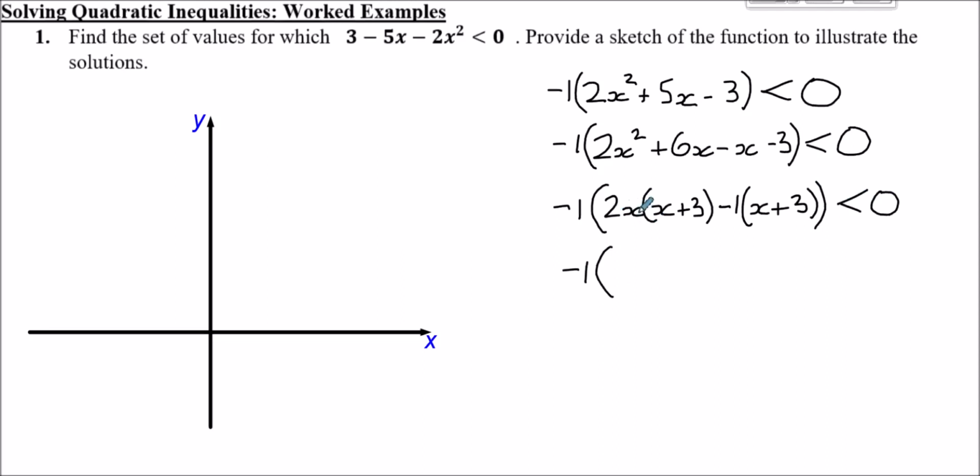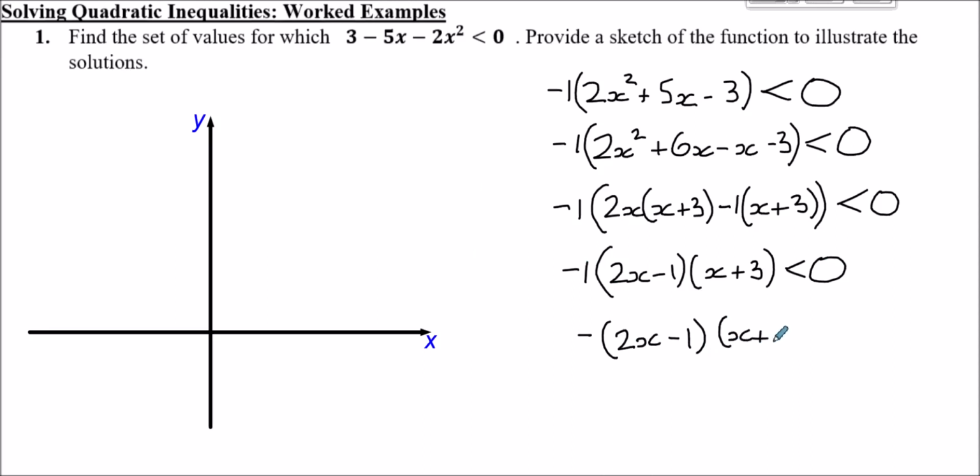So then we can put the 2x minus 1 inside its own bracket. And we're effectively done. In fact, what we could do is just write minus without including the minus 1, but it's exactly the same thing. I'm not really changing anything by doing that. But now we can actually see where the critical values will be, where this is equal to 0. We can just do this by inspecting the brackets.